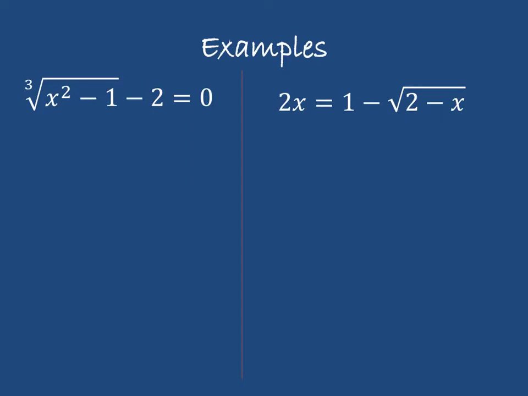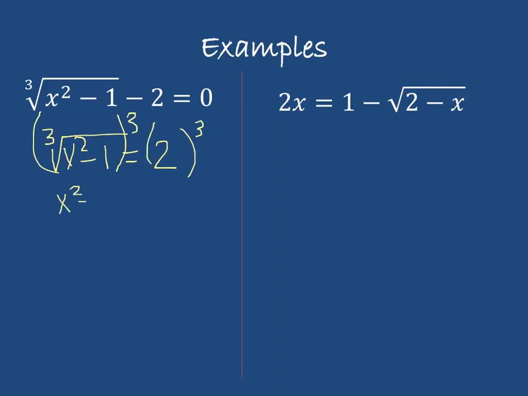Alright, let's look at a couple of examples. For the first one, we need to isolate the radical, so we're going to add 2 to both sides. Then we're going to cube both sides since it was the cube root. So I cube both sides and get x squared minus 1 equals 8. Now we're just going to solve for x. I'm going to add 1 to both sides and then take the square root. And remember, whenever you take the square root of both sides, you're going to have a plus and minus. So x is going to be plus or minus 3.